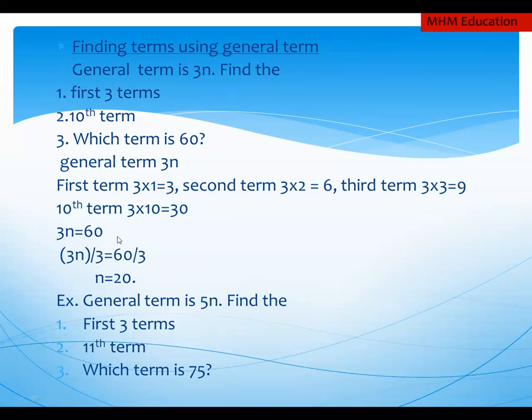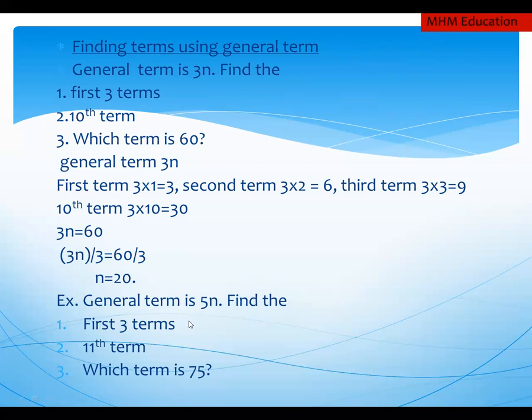So 3n is equal to 60. So which term is 60? We have to find the n to find out which term is 60. We divide both sides of the equation by 3, 60 by 3, and we get n equal to 20. So the 20th term is 60.